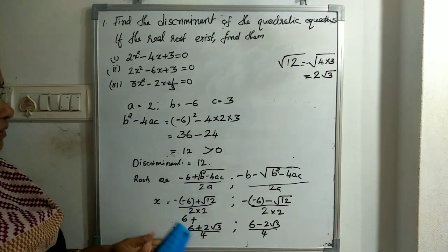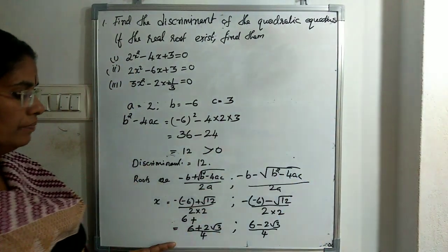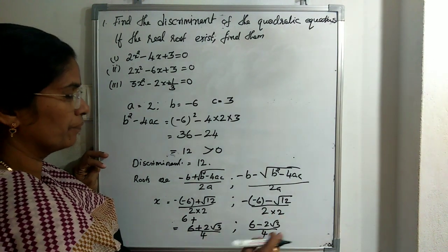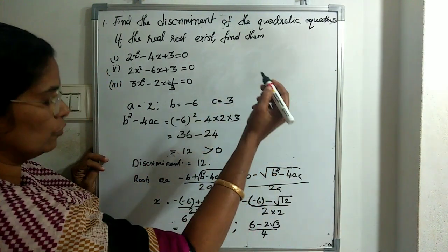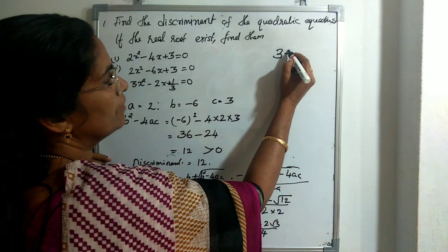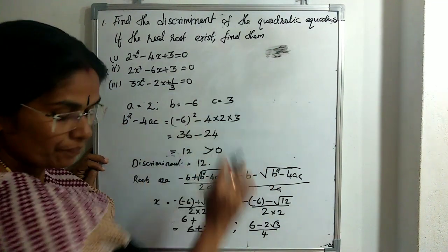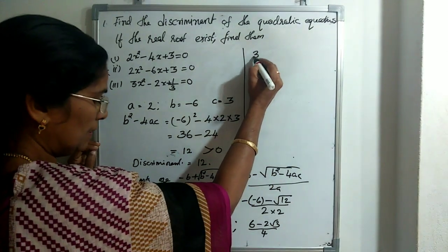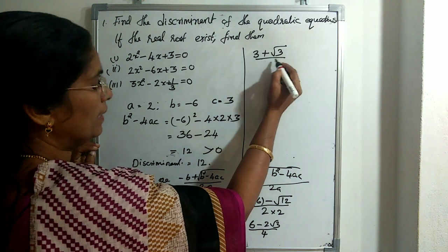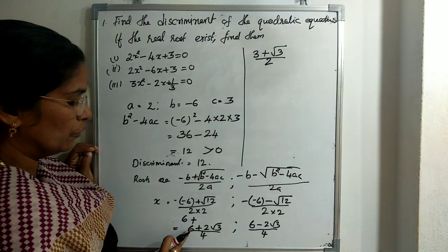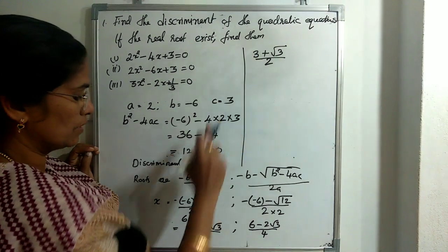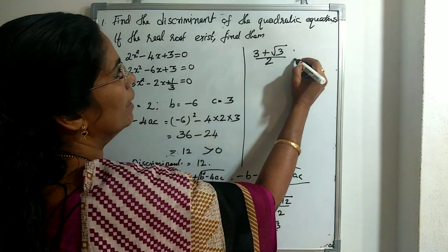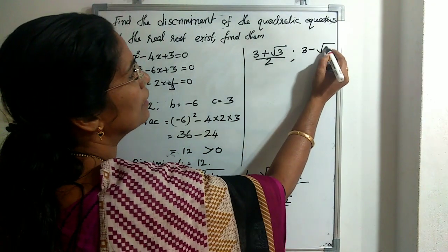Okay, I am writing one more term here, that is 6 plus 2 root 3 by 4 and 6 minus 2 root 3 by 4. So we can take 2 common, or we can cancel with the 2, then this becomes 3 plus root 3 by 2. We are cancelling with 2. So how many 2s are in 6? 3 times. This 2 is cancelled. Balance root 3 is there. Here also 1 2 is cancelled, and in this one we will get 3 minus root 3 by 2.